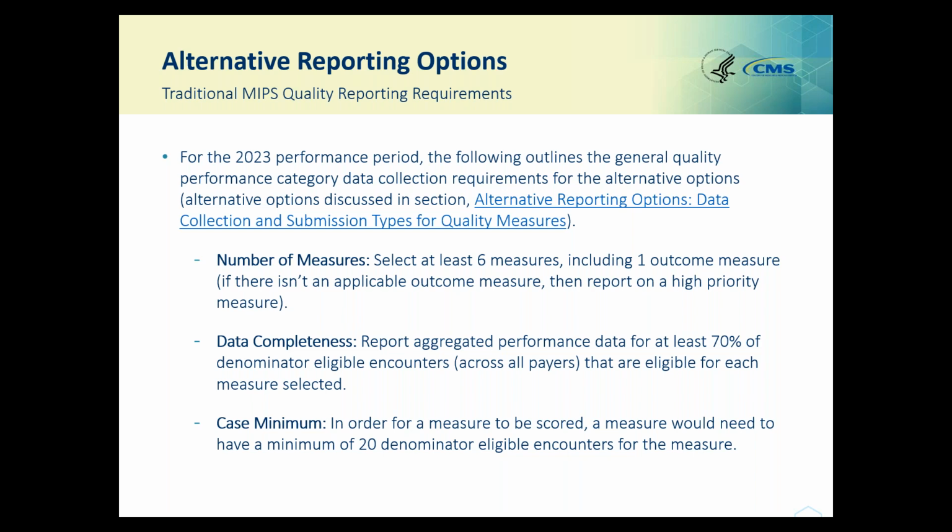You'll be required to select and report quality data for at least 6 measures, including 1 outcome measure. If there isn't an applicable outcome measure, then report on a high priority measure. In regard to data completeness, you will report aggregated performance data for at least 70% of denominator eligible encounters across all payers that are eligible for each measure selected. In order for a measure to be scored, a measure would need to have a minimum of 20 denominator eligible encounters for the measure.